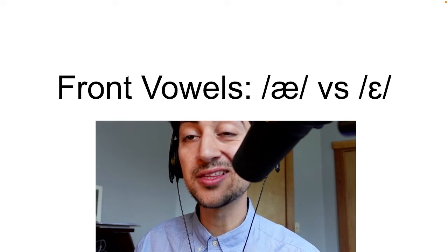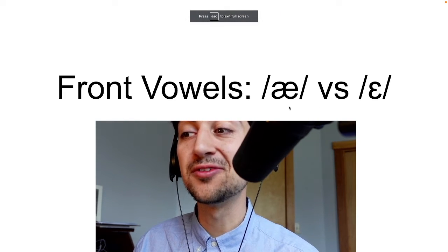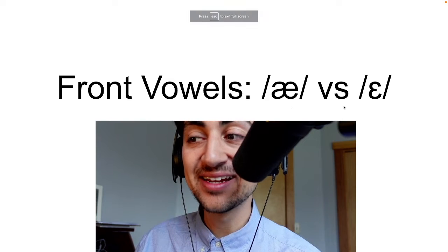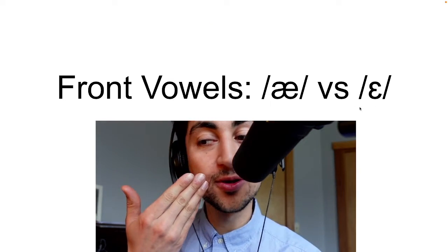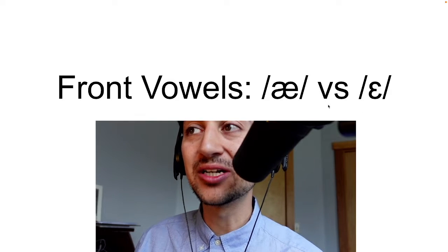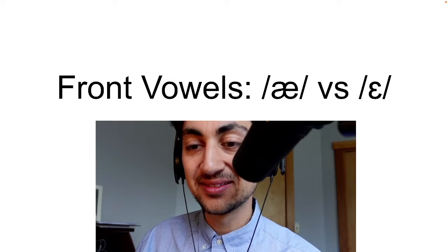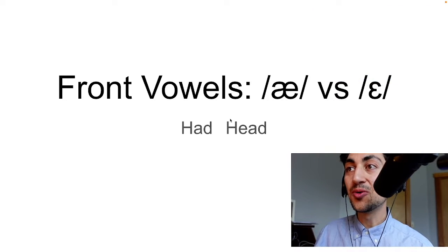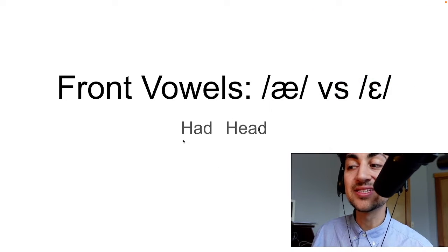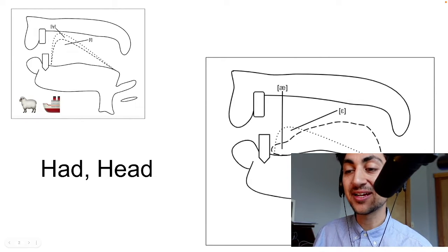Today we're going to look at the American English pronunciation of the vowel in cat and the vowel in elephant. Two important front vowels to look at. So the first example we're going to look at is had and head. We'll look at that in just a sec.